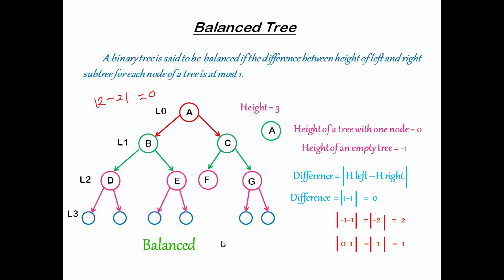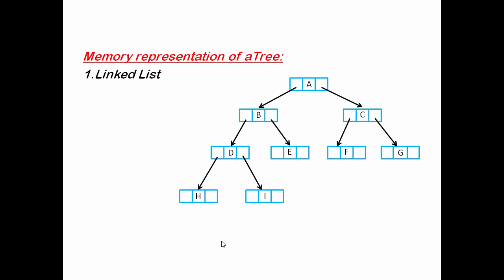Next we learn how to store binary tree in memory. We can store binary tree in memory in two ways. One is linked list and another is array. The main requirement of any representation of tree is that one should have direct access to the root node, and for any given node, one should have direct access to the child of that node.